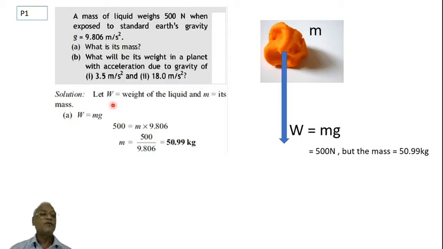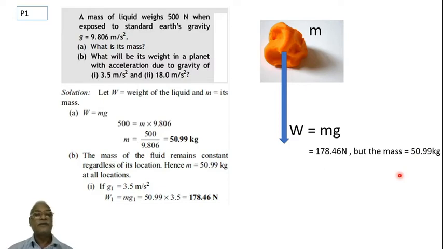This is parallel to the equation F equal to m into a. Look at that. F, the force, is equal to mass into acceleration. If acceleration due to gravity is put, then we call that force weight. So you can always now onwards remember that weight is a gravitational force. After calculation you end up with m equal to 50.99 kgs. So weight is 500 newtons, but the mass is 50.99 kgs. Okay, it is fairly simple.